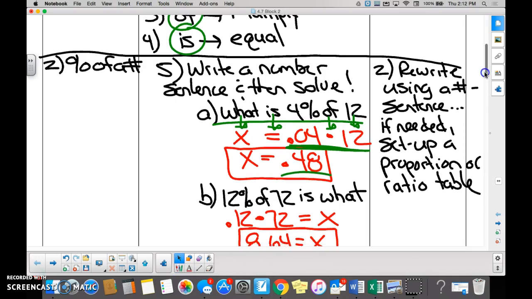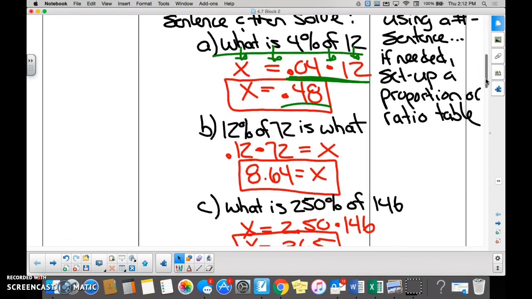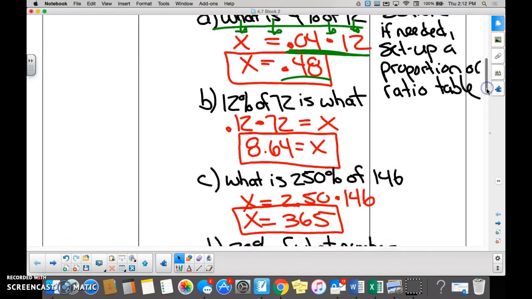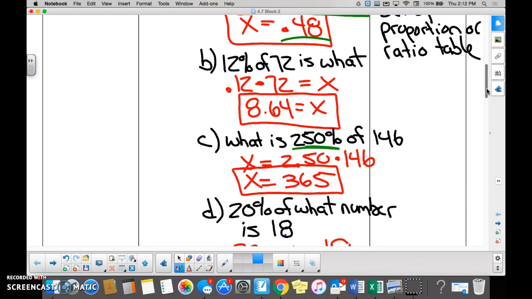B is very similar. This time the X was on the right side though. C is very similar except for we have 250%. To go from a percent to a decimal, we move the decimal point how many places to the left? 2. 1, 2. So the new decimal from 250% is 250/100, or 2 5/10.